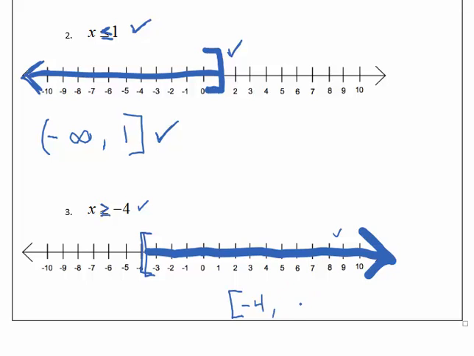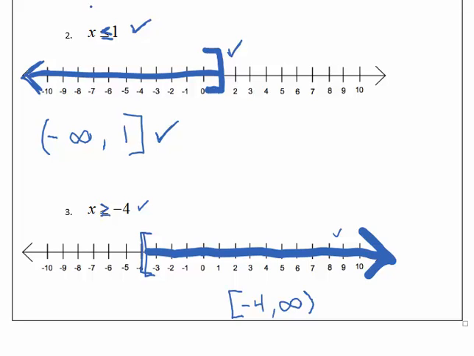Comma, and then the biggest number. Well, there is no biggest number because it goes forever, so I use the infinity symbol. Okay. Just another note, sometimes I see these get mixed up. If you're using positive infinity, it'll always be on the right. If you're using negative infinity, it'll always be on the left.